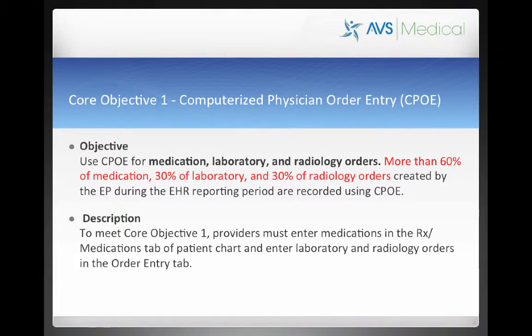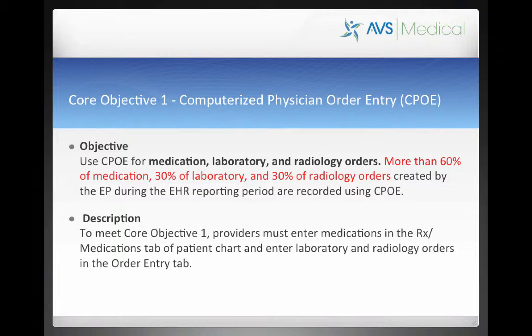All right, so let's jump into the actual objectives. Objective number 1 is computerized physician order entry, or CPOE. There are some significant changes to this objective. In the past, there was one measure that satisfied CPOE, and that was by writing an electronic prescription, which was in fact a medication order. But to meet CPOE this year, there are actually 3 measures that you must satisfy.